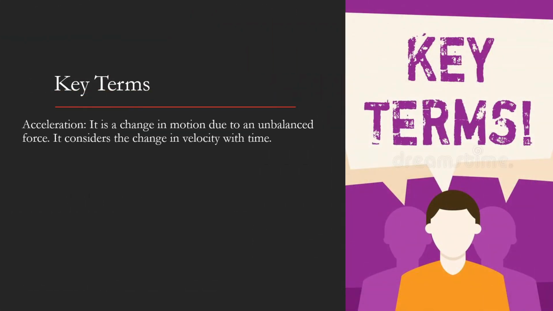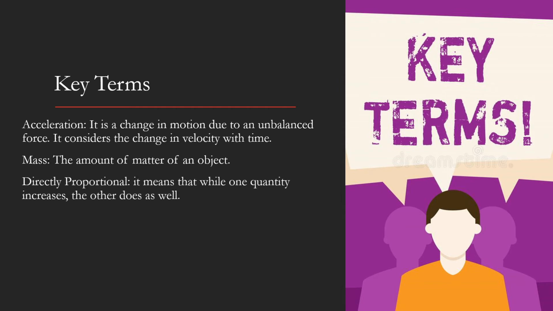Let's go with some key terms that you need to remember. So acceleration. It is a change in motion due to an imbalanced force. It considers the change in velocity with time. Of course, this is one term that we have already studied. What is mass? It is the amount of matter of an object. We also have a very important term that we are going to continue using, not only in this class, but in other lessons. So it's very important that you pay attention to this.